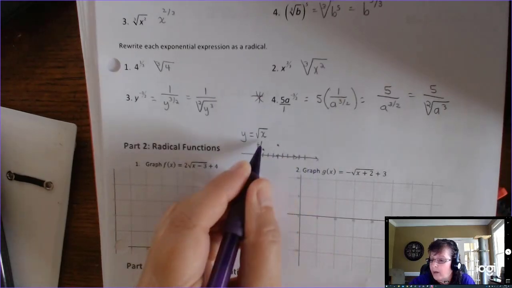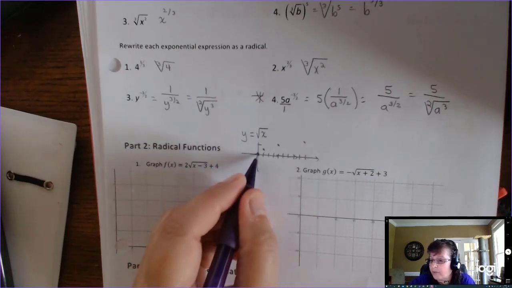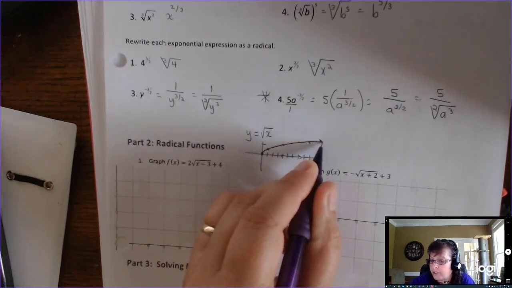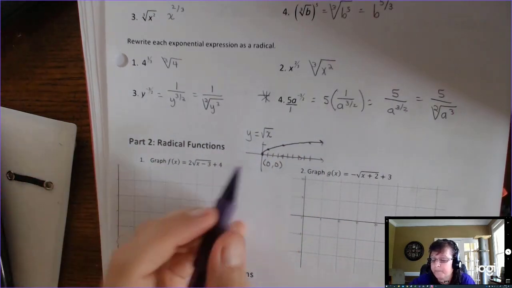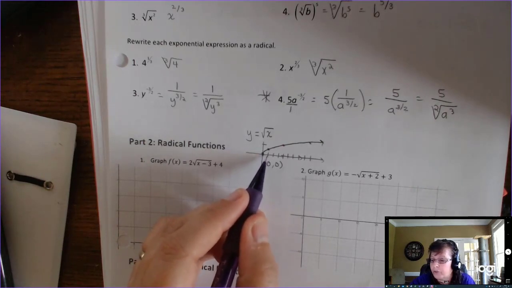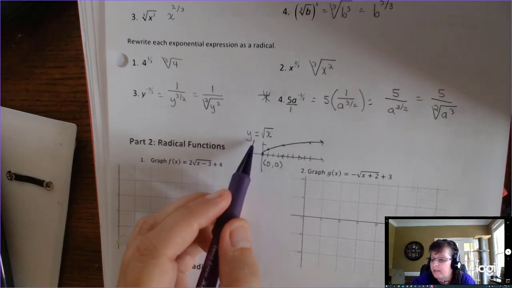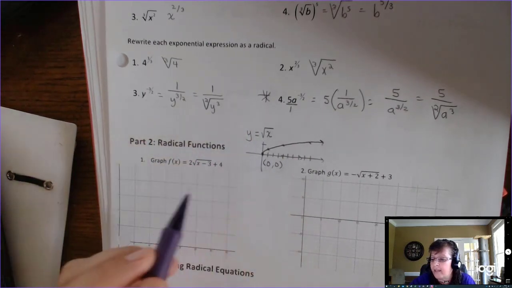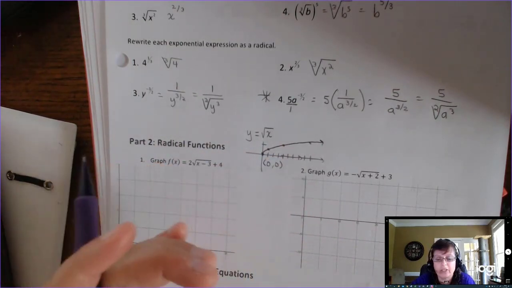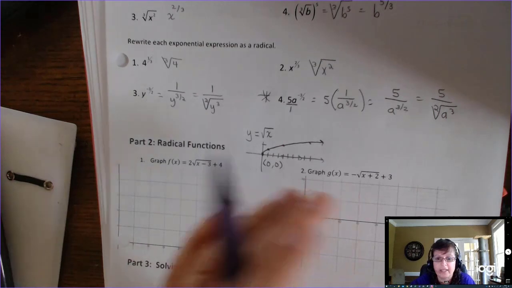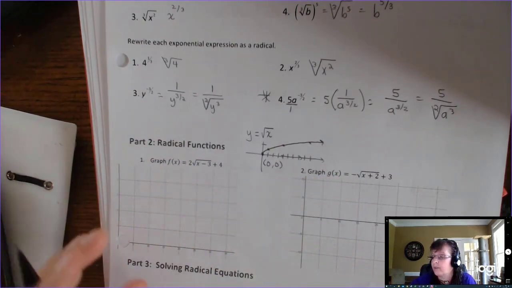9, y is 3. X can't be negative because you can't have a negative under the radical, so this is the shape of a radical function. We call that the vertex. It's got a vertex of 0, 0, and there's no vertical stretch. It's when you go right one, you go up one. And this is the parent function. Every radical is going to look like that unless you stretch it or shrink it or translate it, move it, or flip it.